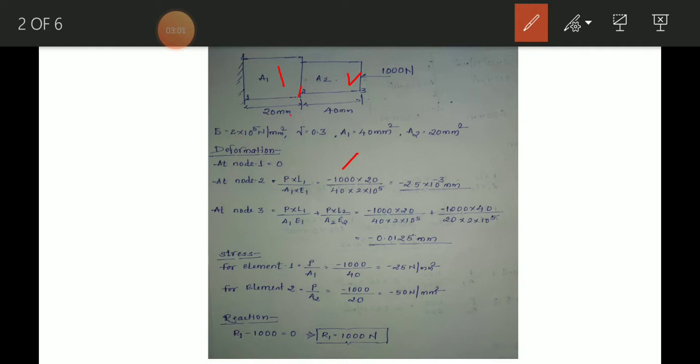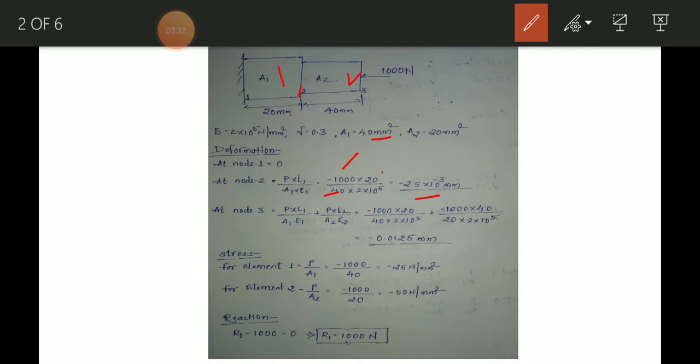Correct? L is how much? 20 mm. A1, the area of the first section, is 40 mm square. And E1, that is the Young's modulus, is 2 into 10 raised to 5. When you substitute all the parameters and calculate, you will get the deformation at node 2 as minus 2.5 into 10 raised to minus 3. The minus sign indicates there is a decrease in the length of the element.